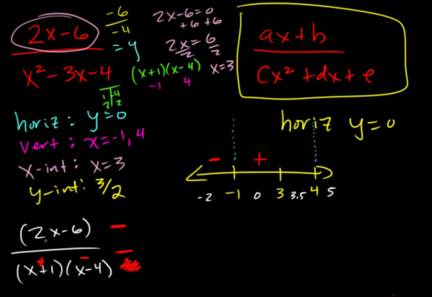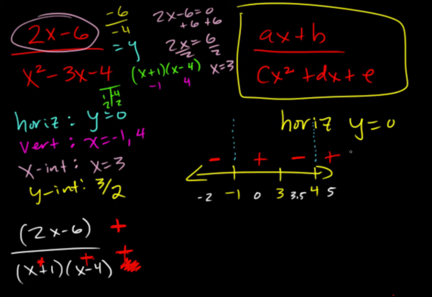Negative divided by negative is positive. Plug in a 3.5, that's going to be positive. 3.5 is positive, 3.5 is still negative. Positive times negative is negative. Positive divided by negative is negative. And then if I do a 5 here, that's positive, positive, positive, which is positive. Positive divided by positive is positive. So there's our sign diagram.